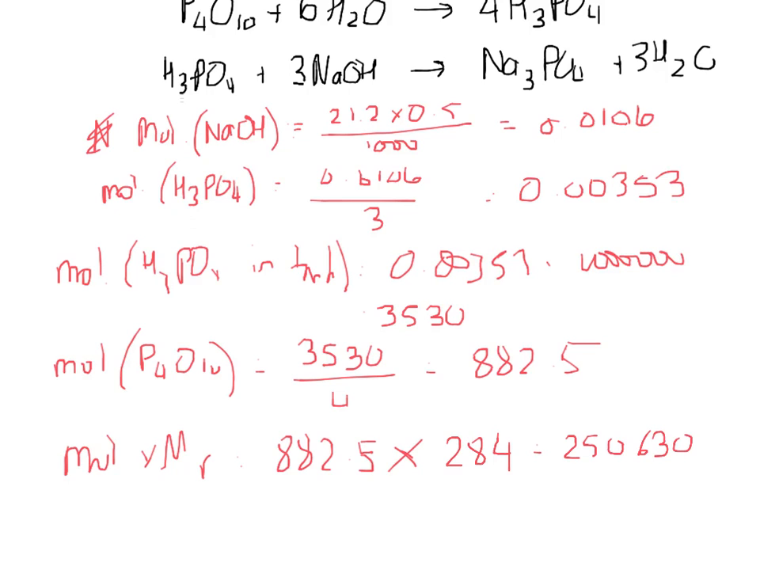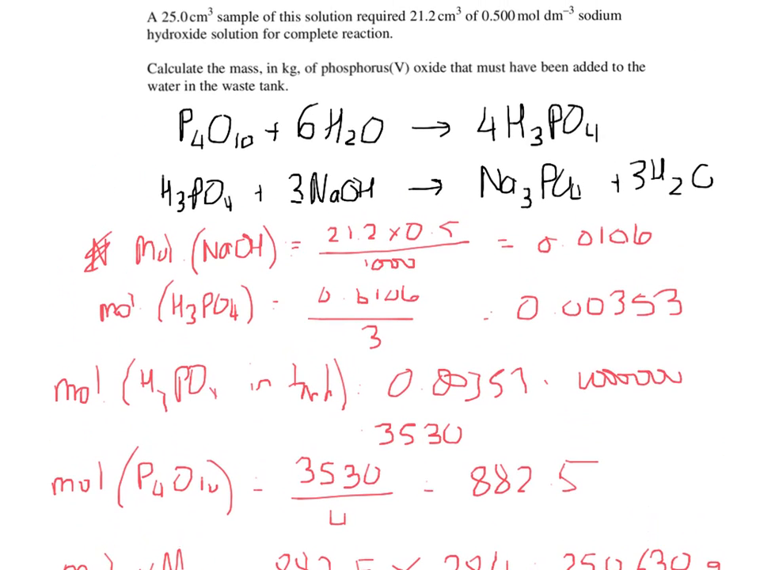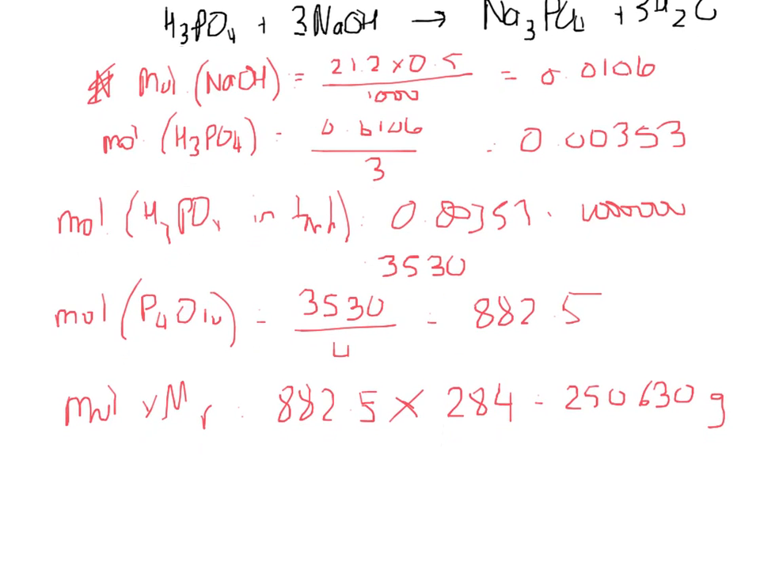and that gives us 250,630. Now remember, our Mr values are in grams, and if we look back at the question, our final thing is that the question wants the answer in kilograms, otherwise you won't get that final mark. And so we need to divide our answer by 1,000, and that gives us 250.6 kilograms.